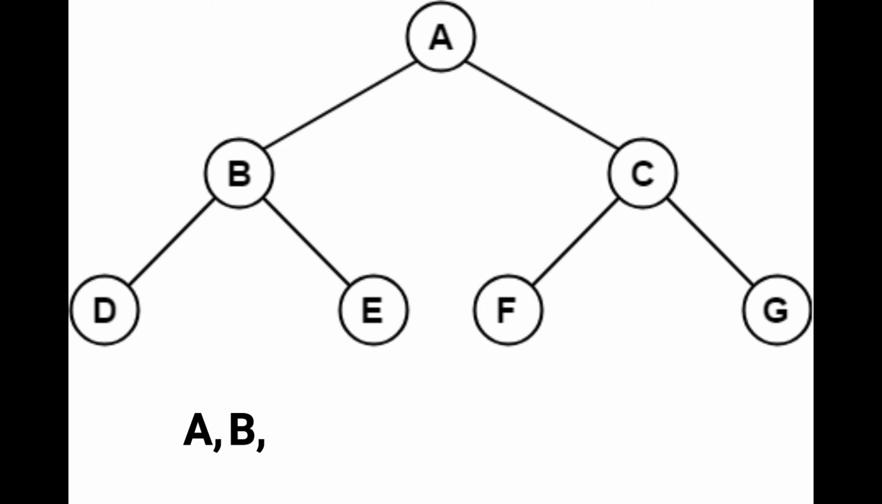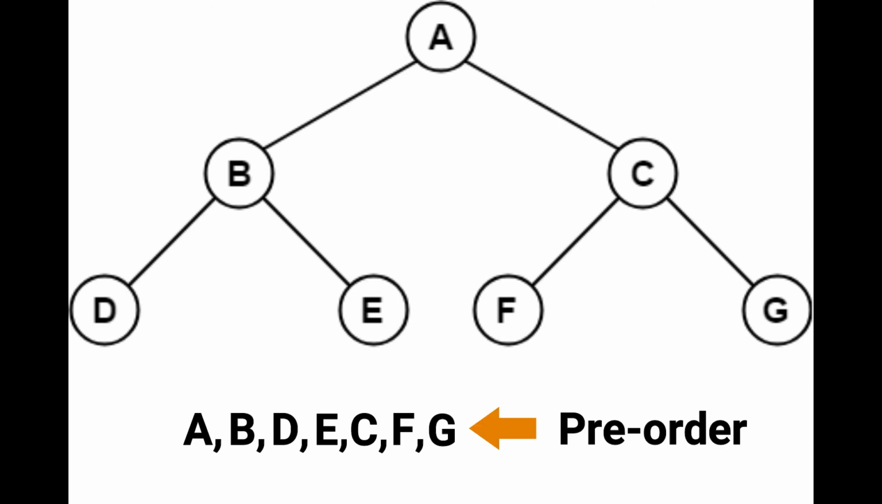After B, the left subtree of B is D, D is printed out, and after D, the right subtree, that is E, is printed out. After finishing the left subtree of A, moving to the right subtree, since C is a root because it has a left subtree F and right subtree G, C is printed out. And after C, as usual, the left subtree F is printed out and the right subtree G is printed out.